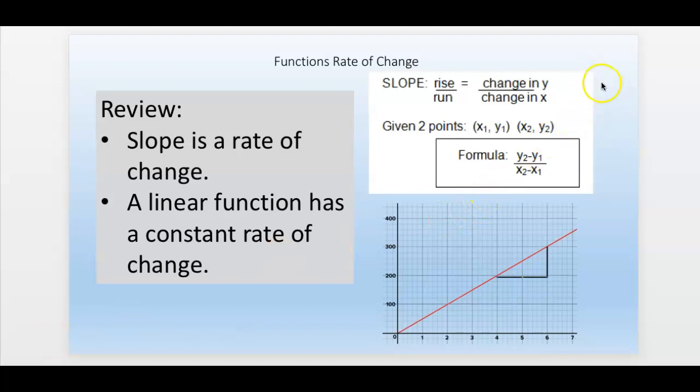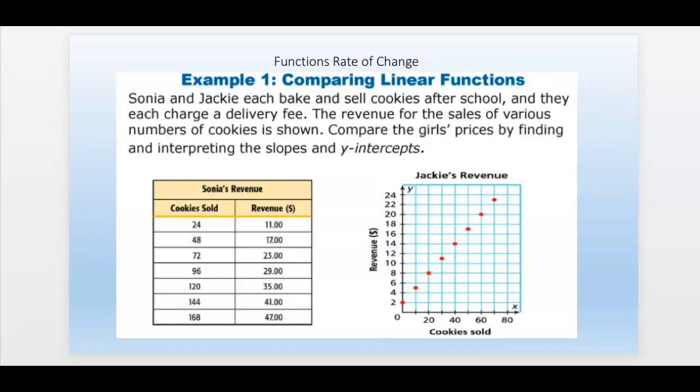And remember, we can measure the slope between 2 points by finding the change in the y's divided by the change in the x's. We can subtract the values, which is rise over run. We can draw a triangle and measure it. Slope is a rate of change.